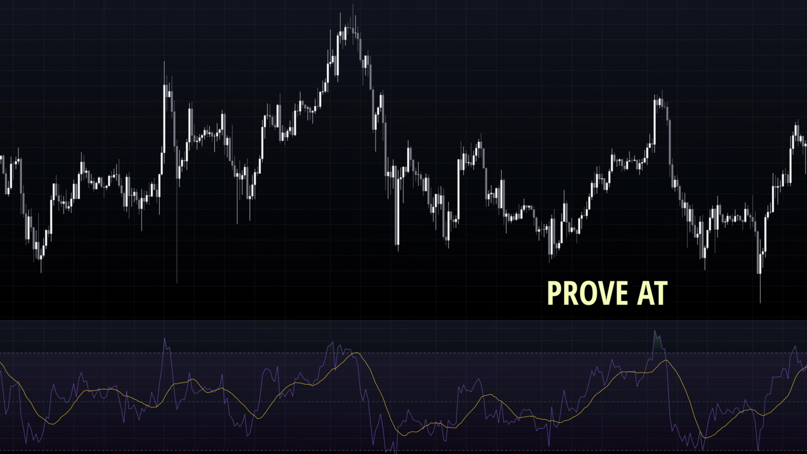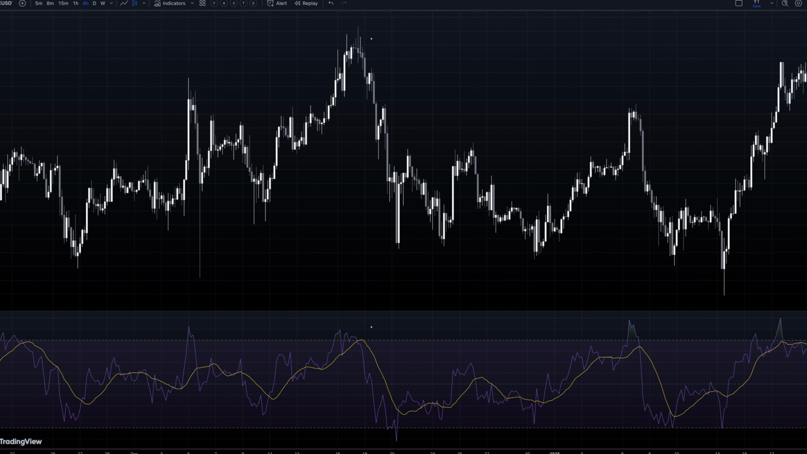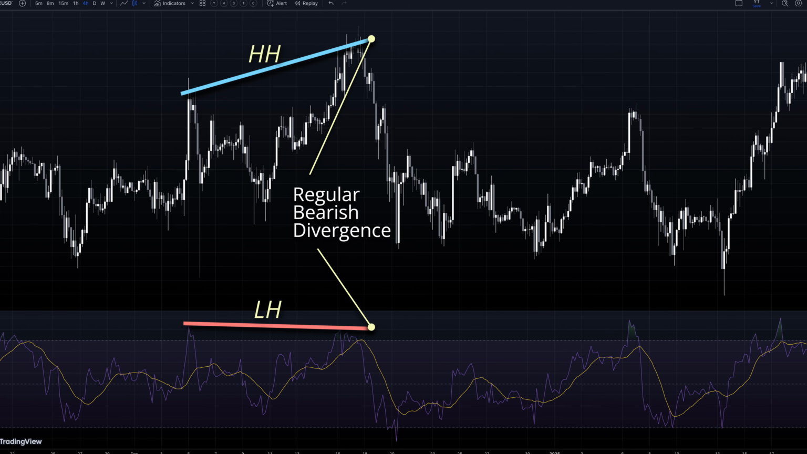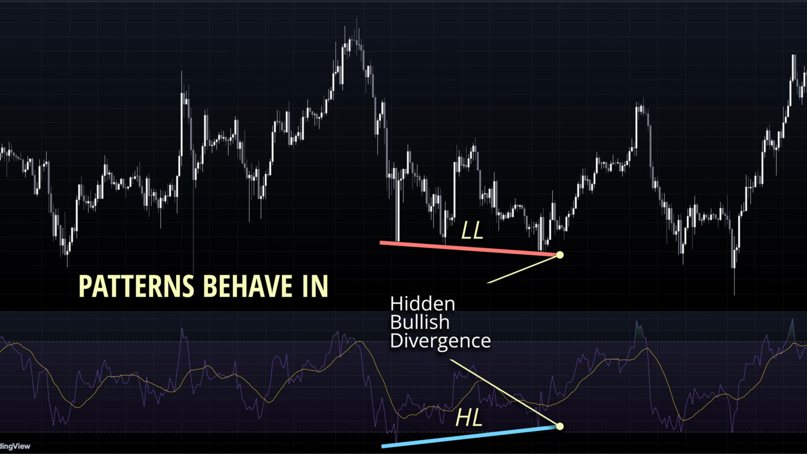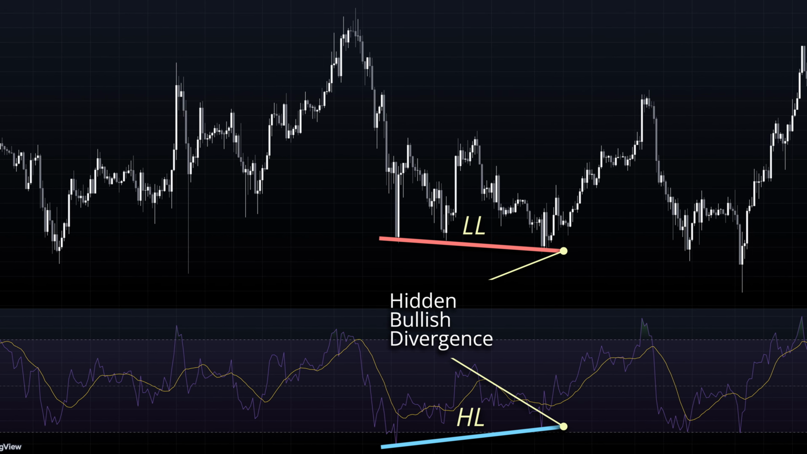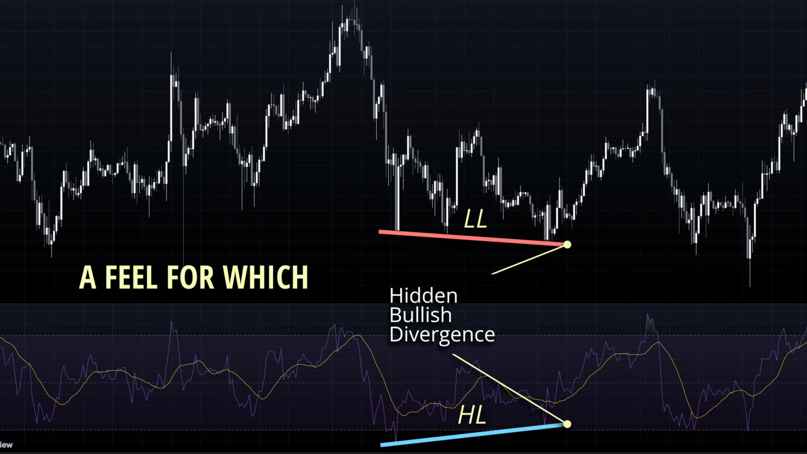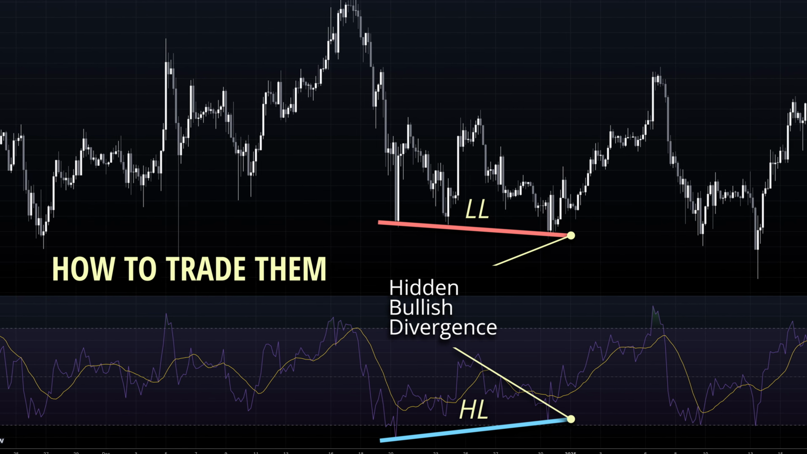The best way to improve at divergence trading is to practice. Start by looking at charts and marking areas where you spot regular and hidden divergence. Higher time frames are a good place to start because the signals are easier to see. Use a demo account to test your ideas and learn how these patterns behave in different market conditions. Over time, you'll develop a feel for which setups work best and how to trade them.